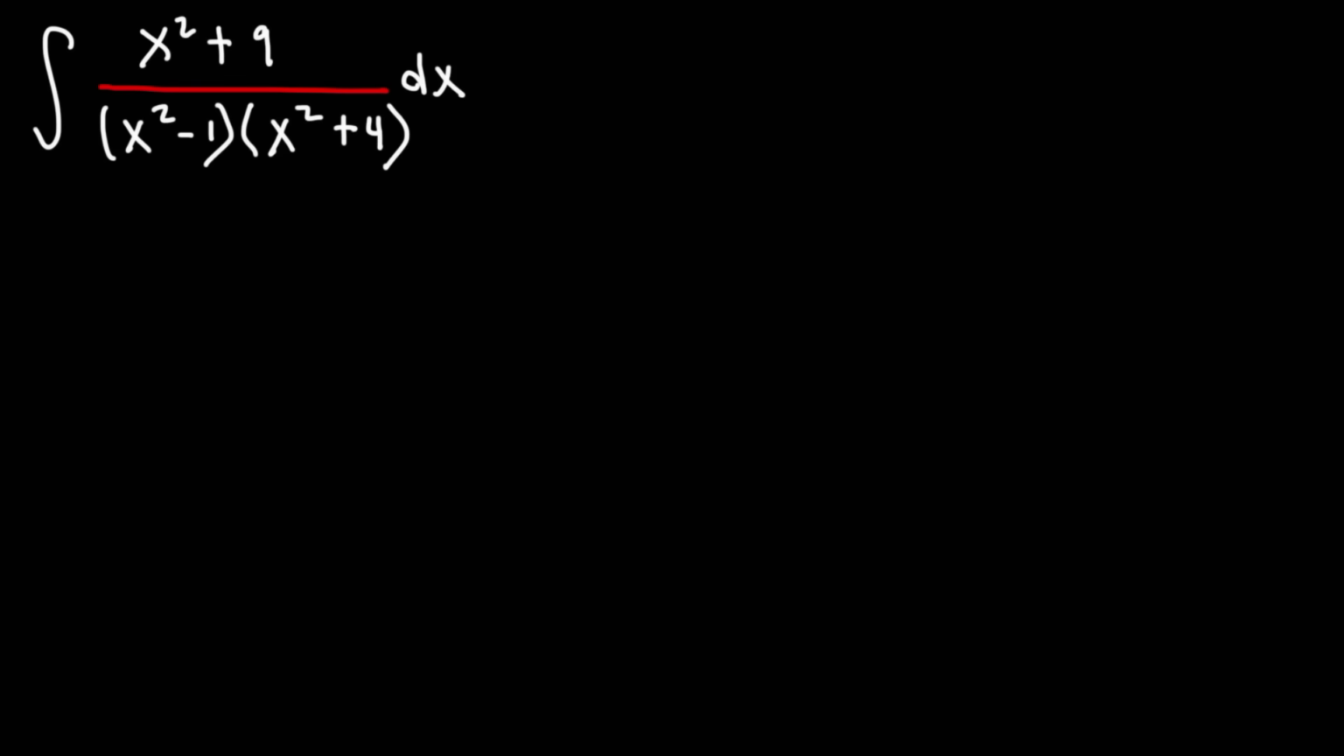Go ahead and try this problem. Find the antiderivative of x squared plus 9 over x squared minus 1 times x squared plus 4. So as always, you want to make sure that the denominator of the fraction is completely factored. We can't factor x squared plus 4, but we can factor x squared minus 1, since we have a difference of perfect squares. The square root of x squared is x. The square root of 1 is 1. So we're going to have x plus 1 and x minus 1.